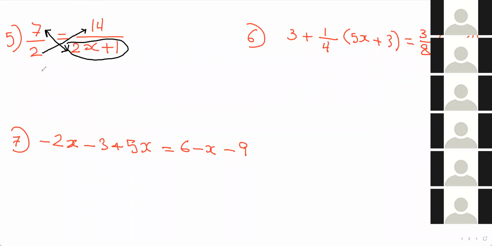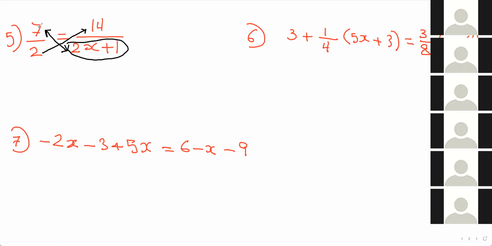So again, if you learn how to cross multiply the same way I do, the 2x plus 1 is going to go to where the 7 is. The 7 is going to come where the 2x plus 1 is. That's because you remember, you could cross as long as if you're on the bottom, you go to the top, and if you're on the top, you go to the bottom.